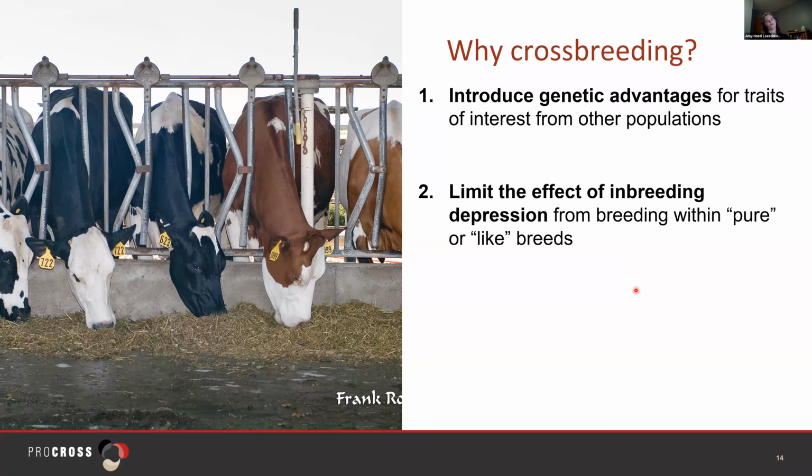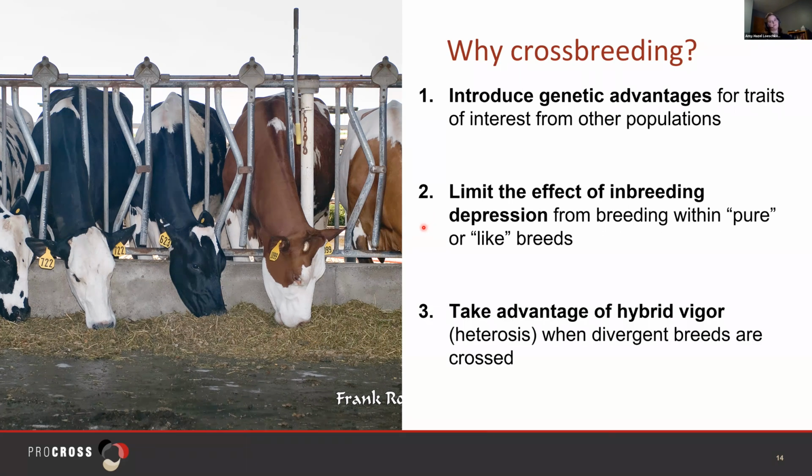We want to, by crossbreeding, limit the effect of inbreeding depression. So we know that as we select in the pure breeds, the more selection we do, the more inbreeding we create. That's just a function of selection, that we create inbreeding by default. When we go too fast and too far, we tend to create inbreeding depression. And that's actually a drop in the phenotypic performance of purebred cows as this selection occurs at a very rapid rate. So by crossbreeding, we really eliminate that phenomenon.